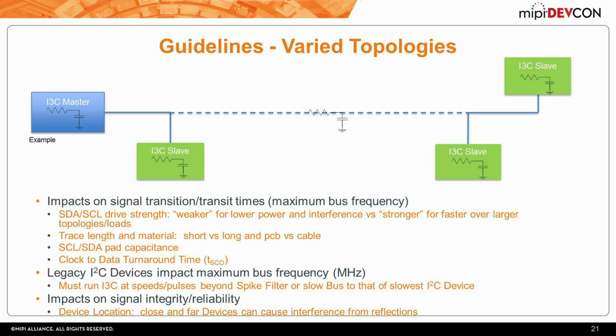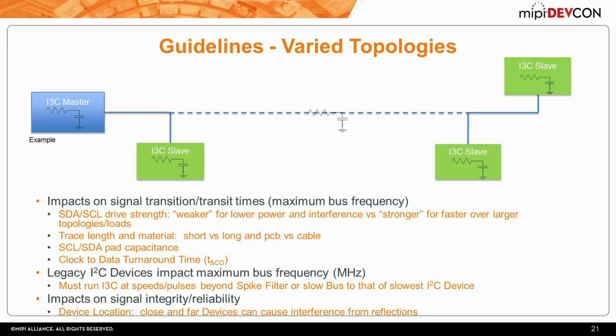SCL and SDA pad capacitance: I2C maximum pad capacitance is 10 pF. That's how it's specified. That's not realistic. Typically, pad capacitances are in the couple of pF range. That matters when you're trying to drive larger topologies. Clock to data turnaround time, the time it takes the slave to receive clock data in and turn around and start driving the SDA line, as an example, will impact how you can get the most out of the bus.